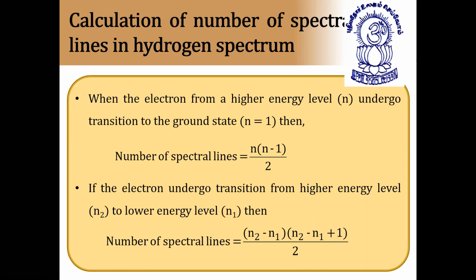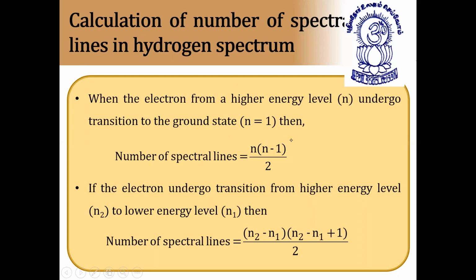For example, calculate the number of spectral lines when the electron jumps from the fifth orbit to the ground state. Then 5 into 5 minus 1 by 2, that is n into n minus 1 by 2, and n is taken as 5. So 5 into 5 minus 1 is 4, 5 fours are 20, by 2, it is 10. Like this you have to do that question.